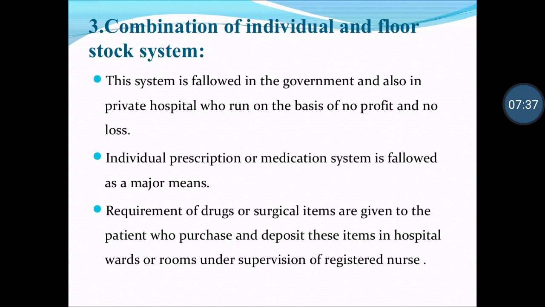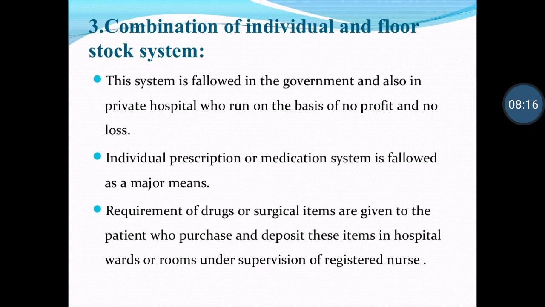How can they work? One by one. This system is followed in the government hospitals, and also in private hospitals which run on a no profit, no loss system. That means charity hospitals and government hospitals. Government hospitals are always at a loss, because they pay salaries to employees and cannot charge the patient more. Very low charges are there, so they are always at a loss, but they are used only for serving poor people.